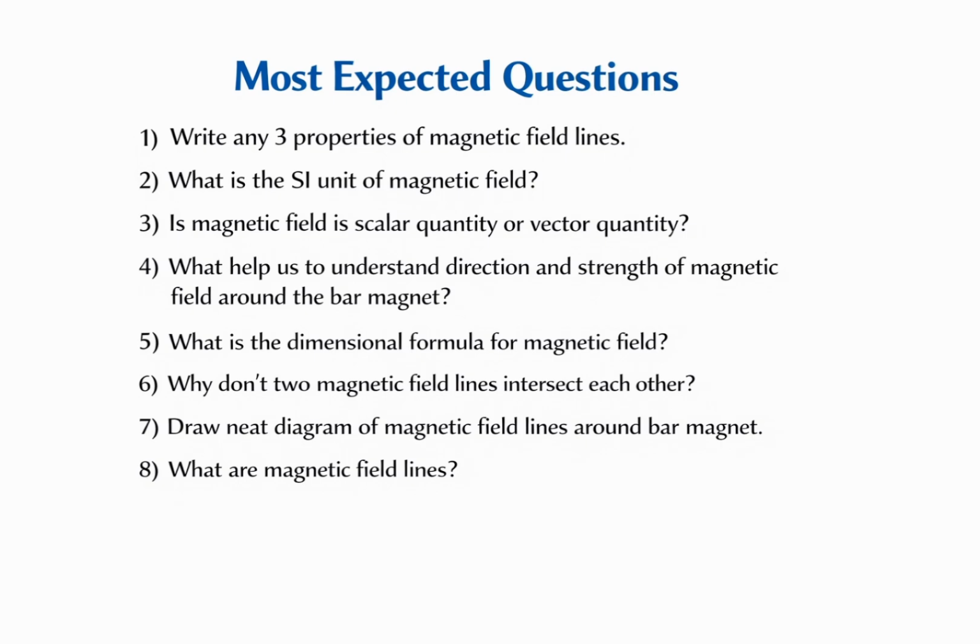Okay, one more last question. What is meant by magnetic field lines? Magnetic field lines are imaginary lines used to represent direction and strength of the magnetic field. I'll repeat, magnetic field lines are imaginary lines used to represent direction and strength of the magnetic field.